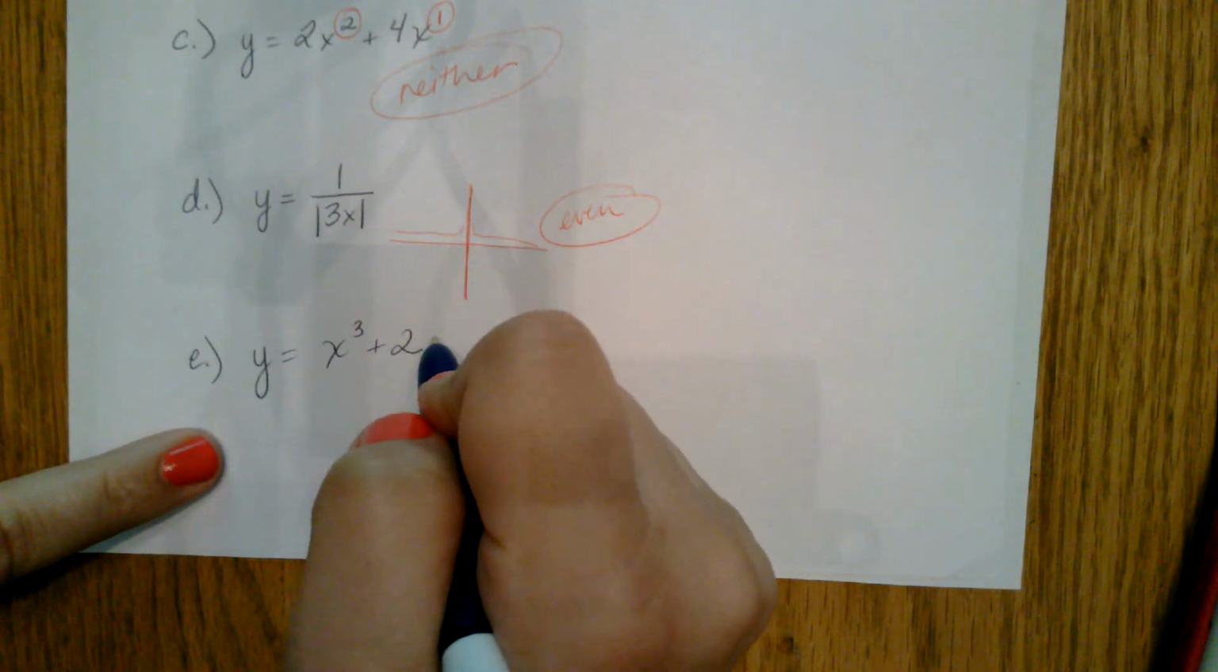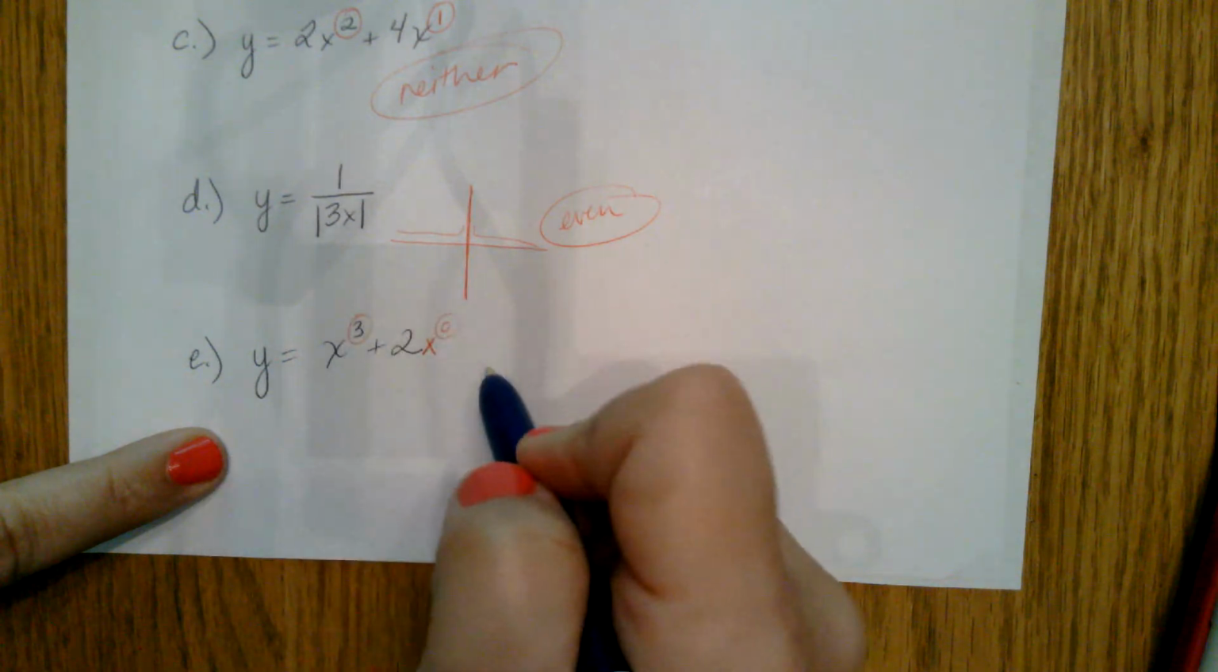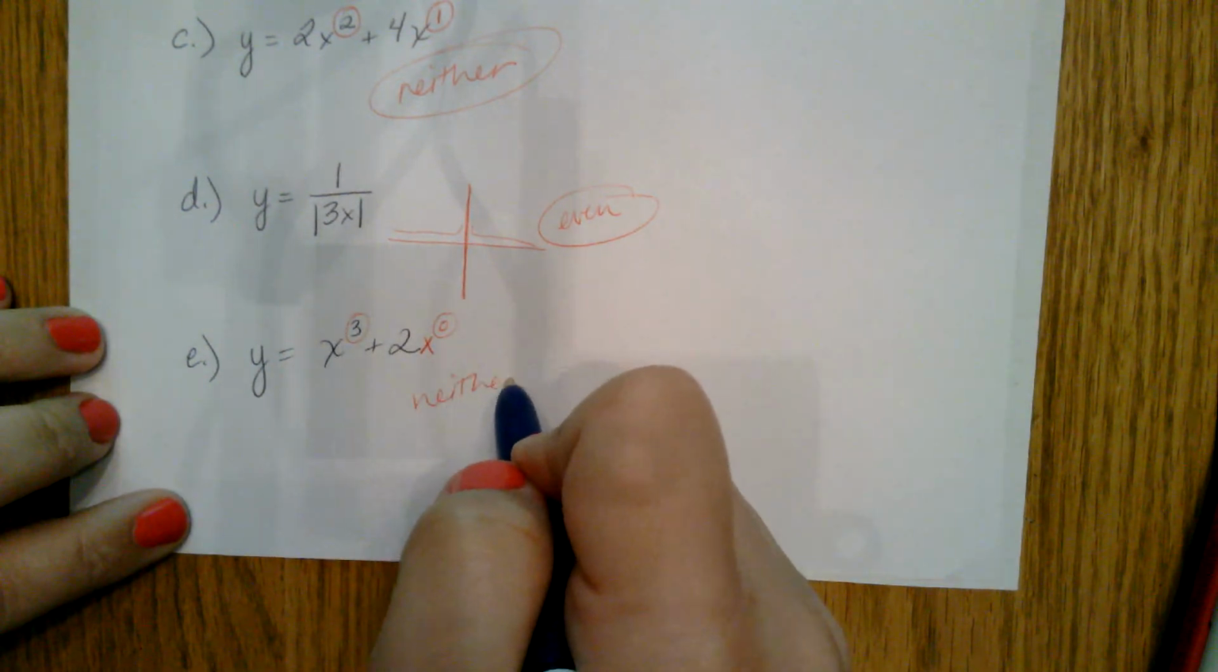How do I also know the other trick way? This was x to the 0. This is odd. This is even. So this is neither.